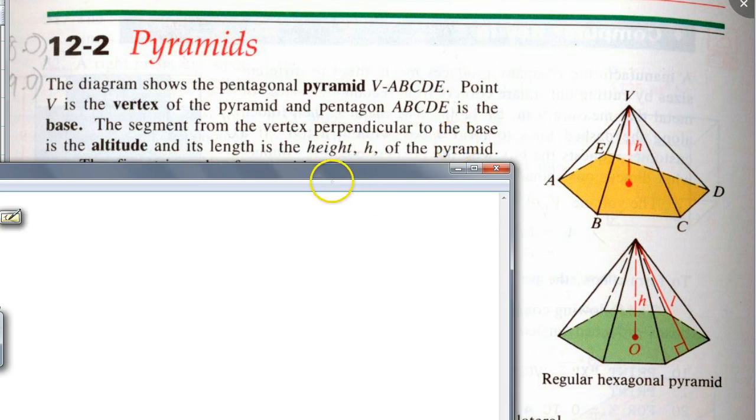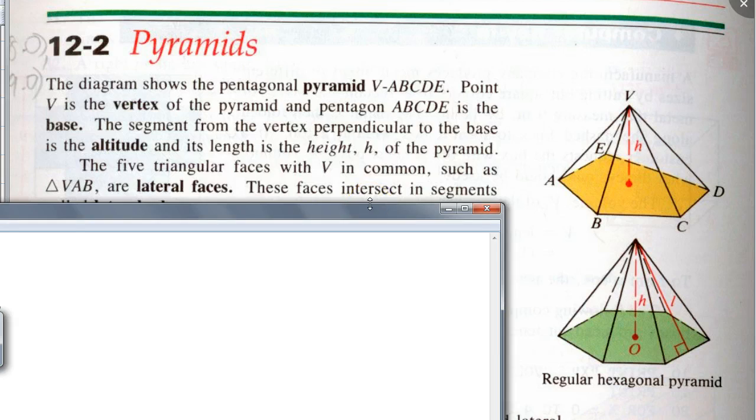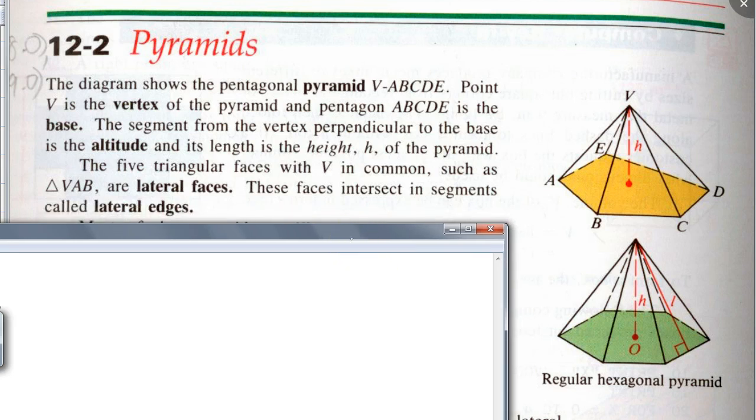okay, we have that altitude of these, okay? And look at the lateral faces. Didn't we say the lateral faces are triangles and so forth? And we got the lateral edges, right? This is very similar to prisms. And now I want to show you some things about the regular hexagonal pyramid. There are 4 properties that you should be aware of.